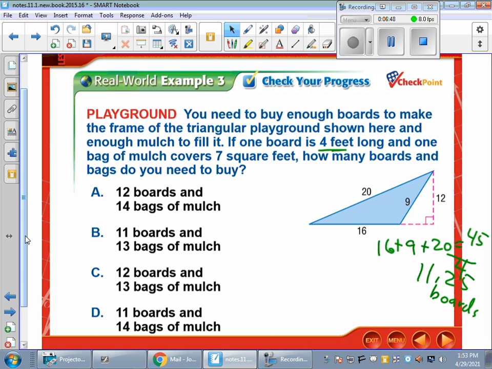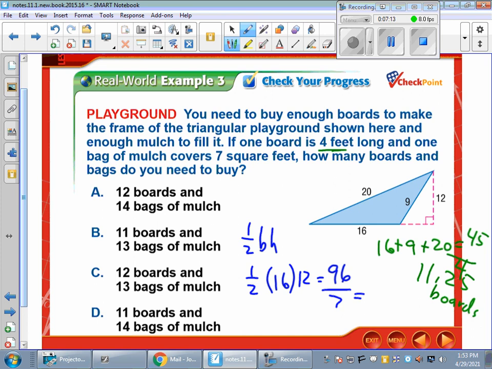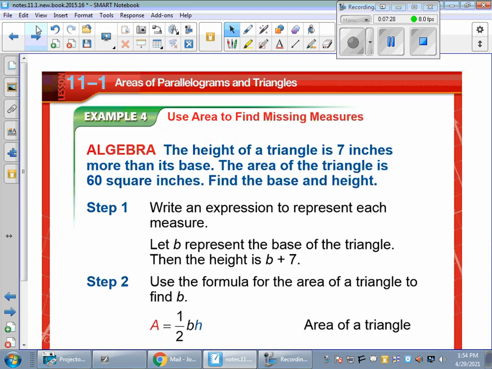Now we need to find how much mulch. So we need to find the area. For the area of a triangle, we have 1/2 base times height. So 1/2, your base is 16, your height is 12. When you get that number, you get a total of 96. Again, I'm assuming that's feet. We're going to divide that by 7. When you divide that by 7, you get about 13.7. And again, you don't go into a store and ask for 13.7 bags, so you have to round up. So we would assume that you're going to need 12 boards and 14 bags for this question.